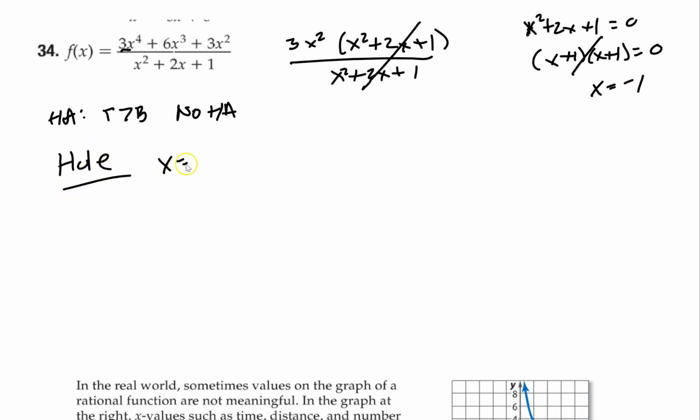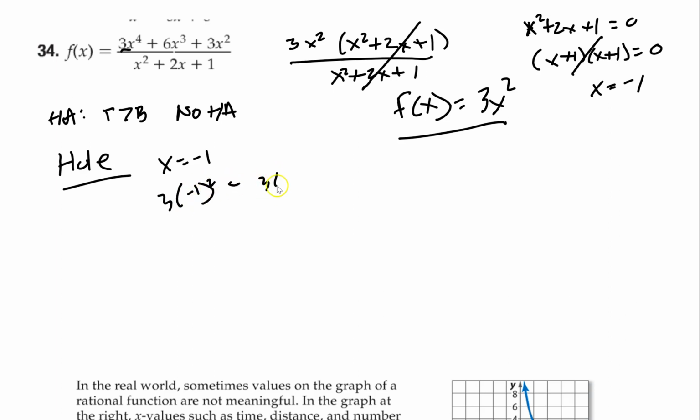at x equals -1. Remember, if you want the y value, if you want the actual point, well, you look at what's left over. So this cancels out. Our new function is pretty much just this 3x squared. So if I actually want my point, I've got to plug it in. So 3 times -1 squared, which is 3 times 1. Remember, the exponent goes first. So 3. So my hole's at -1 and 3.